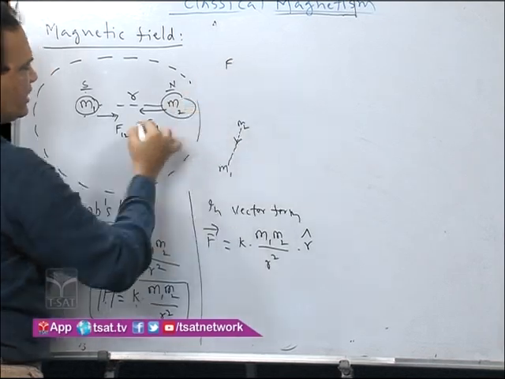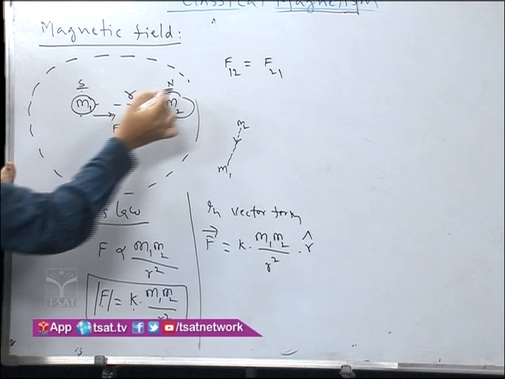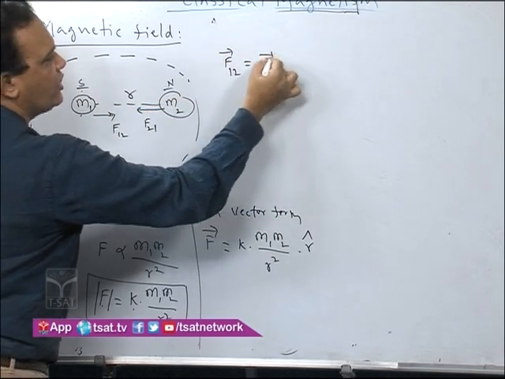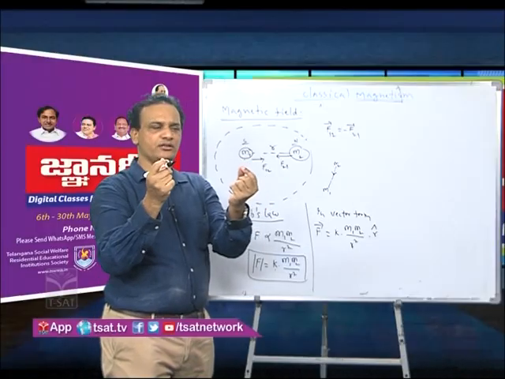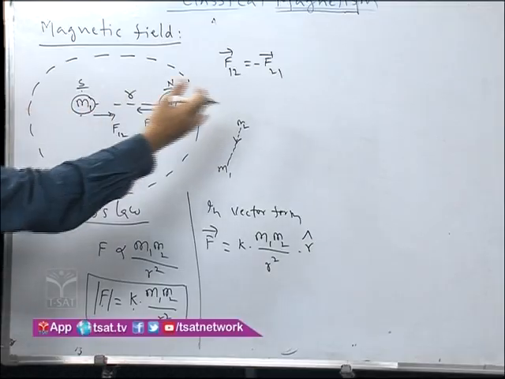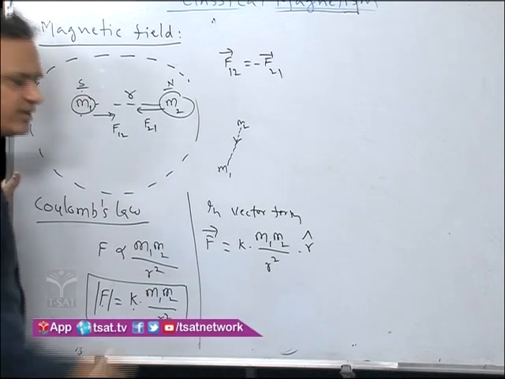That means here F12 is equal to F21. Then what about the direction? Opposite to each other, so you take that minus. If you take the two poles, the force acting on the first pole by the second one, and the force acting on the second pole by the first one, these two are equal in force and opposite in direction, from this Coulomb's law. Now we are discussing that constant.